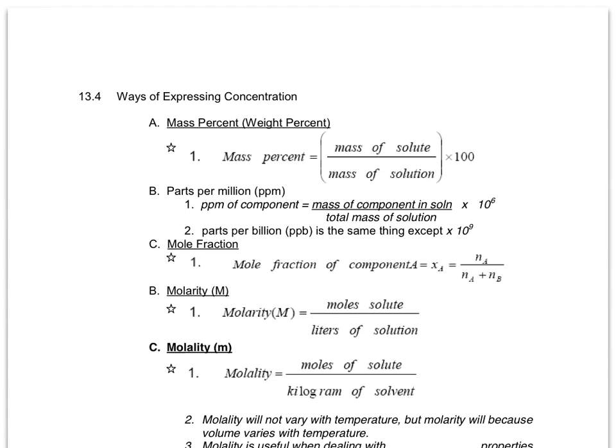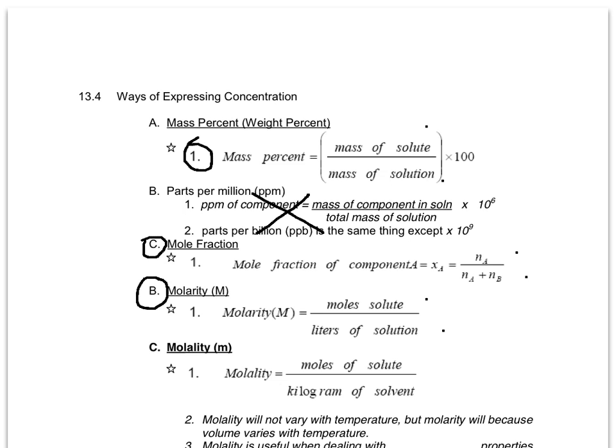In this section, we're going to look at different ways of expressing concentration. Several of these we already know how to do, like mass percentage: mass of your part over mass of your whole solution. Parts per million, don't worry about. We don't really use that one anymore. Mole fraction, we know how to do. We take moles of part over total moles. Molarity, we really know how to do. Moles of solute over liters of solution.